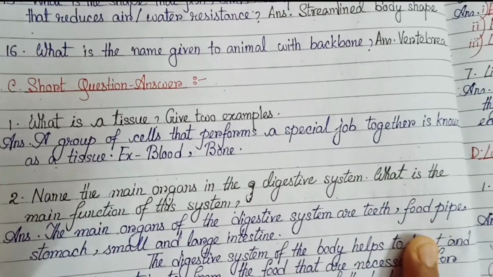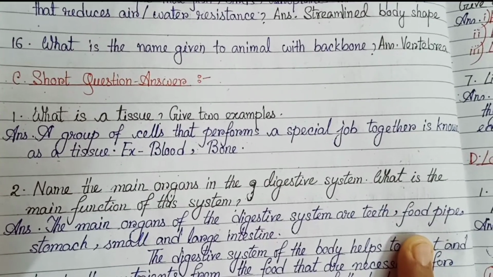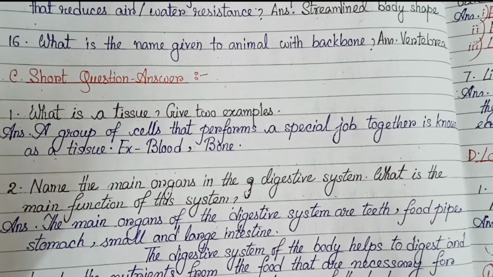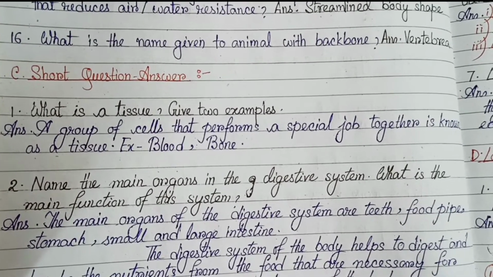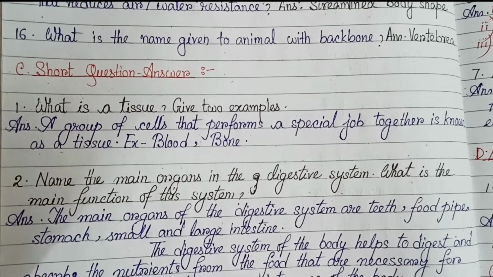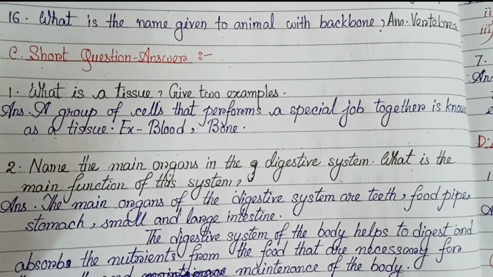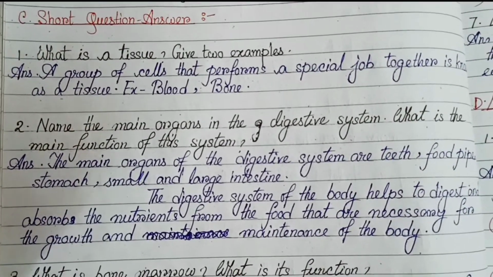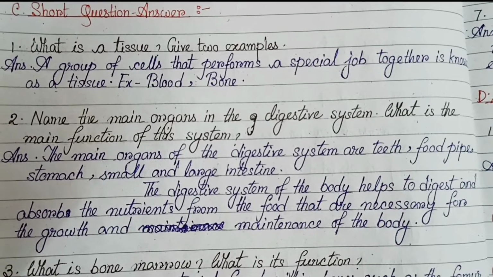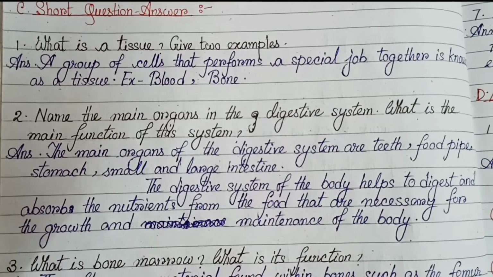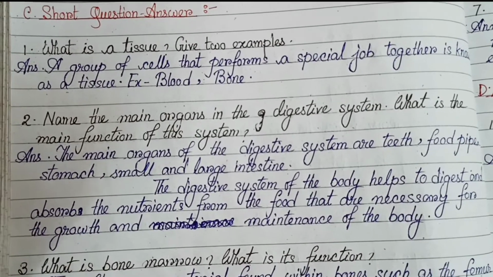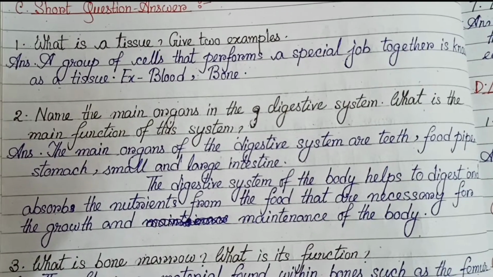Number 16, what is the name given to animals with a backbone? Vertebrate. Number C, short answer questions. Number 1, what is a tissue? Give two examples. A group of cells that perform a special job together is known as a tissue. Example, blood, bone. Number 2, name the main organs in the digestive system. What is the main function of this system? The main organs of the digestive system are teeth, food pipe, stomach, small and large intestine.